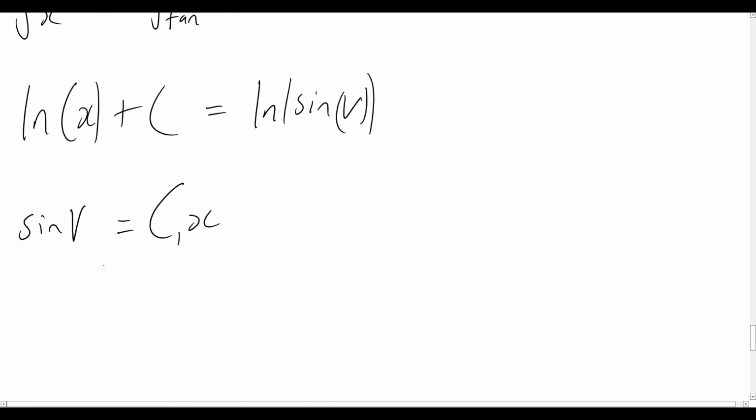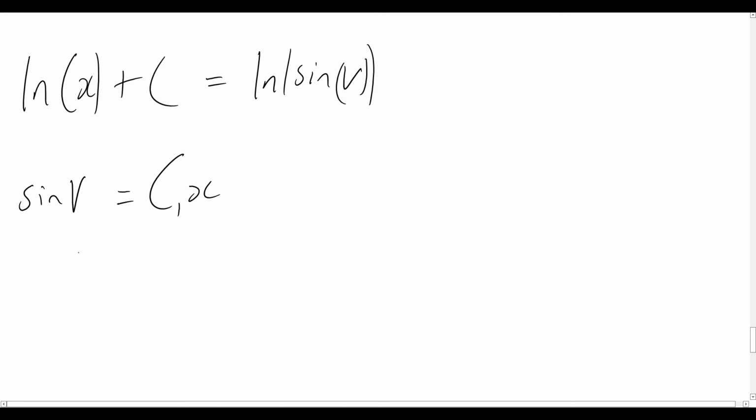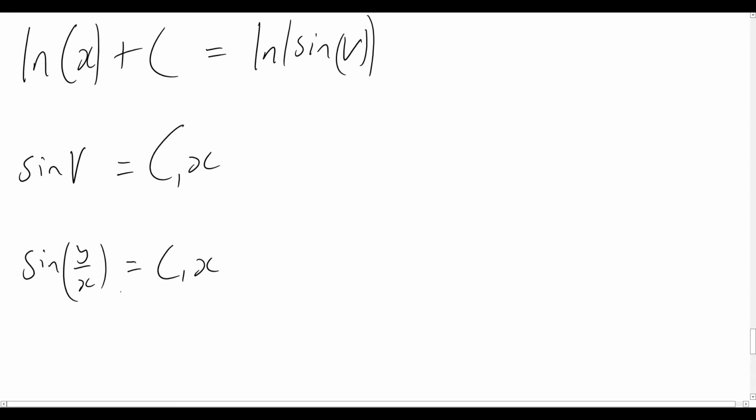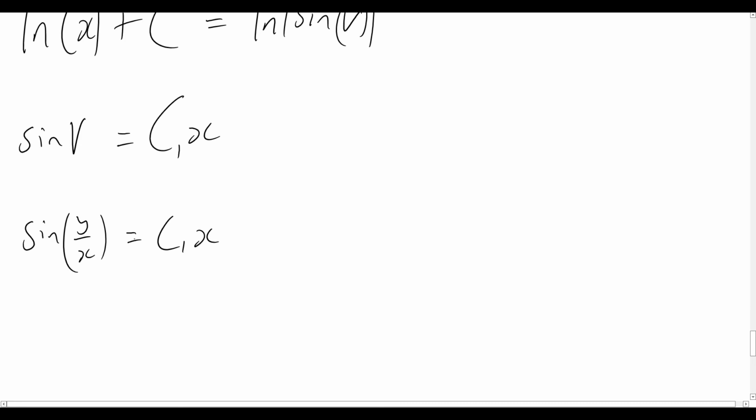At this stage we're pretty much done. But we do need to remember that v is equal to y over x. Making that substitution, we're left with sine of y over x equals c1 x. We could stop here, although this actually represents more of a dynamical system, so this won't necessarily be an exact solution to some sort of ODE. So we can take it a couple steps further, take the inverse sine and then multiply by x, and we'll be left with y equals x sine inverse of c1 times x.